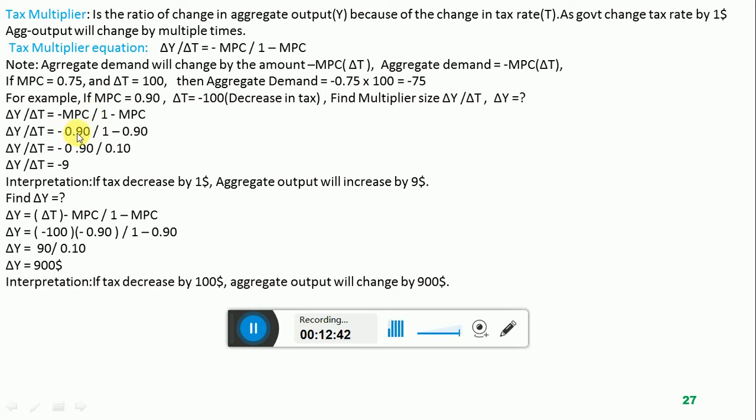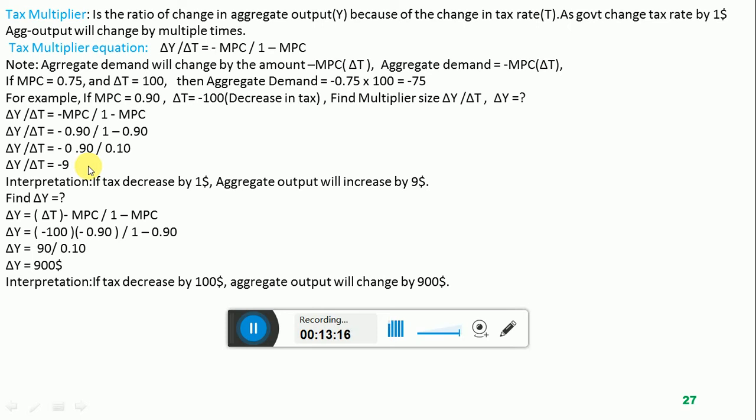So this is minus 0.90 whole divided by 1 minus 0.90, and now again delta y whole divided by delta t is equal to minus 0.90 whole divided by 0.10. When we subtract this 0.90 from this one, we will find 0.10, and minus 0.90 whole divided by 0.10 will give us minus 9. So what does this minus 9 mean?